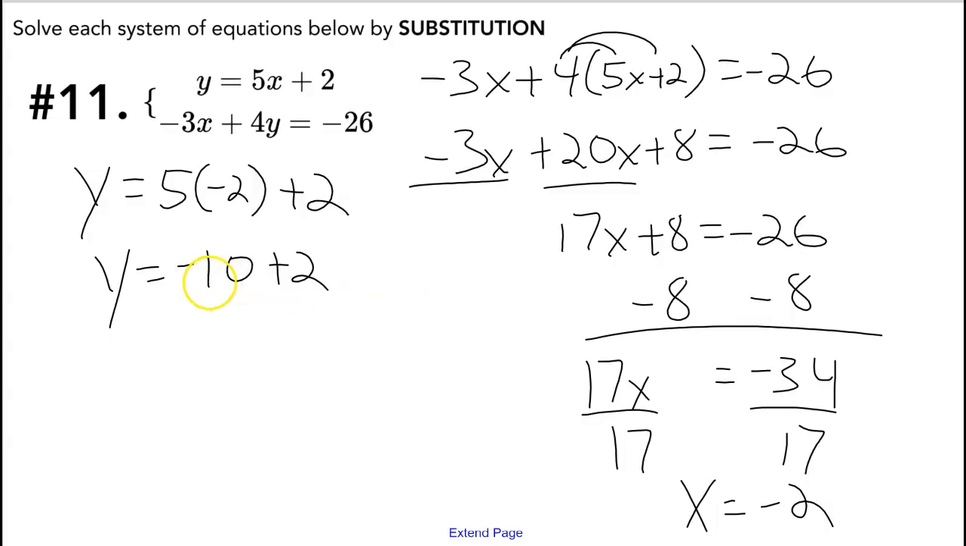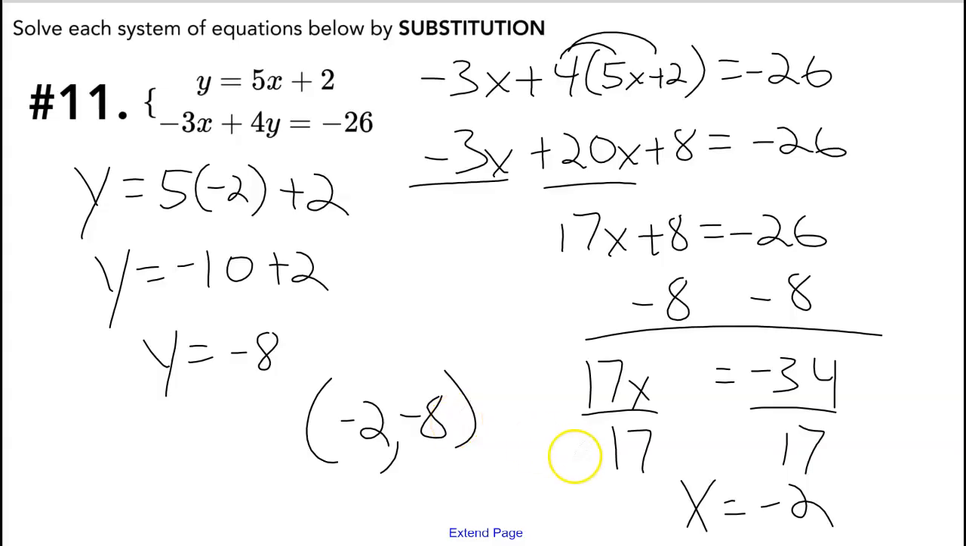Alright, next, we're just going to combine these two here. Negative 10, positive 2. Different signs, find the difference. 10 minus 2 is 8. You get negative 8. So now I have my point. Just like I did when I solved a system of equations by graphing. When the lines crossed, I had two numbers, the x and the y. So here I have an x and a y. And let's see if I wrote it out. Yep, negative 2, negative 8.